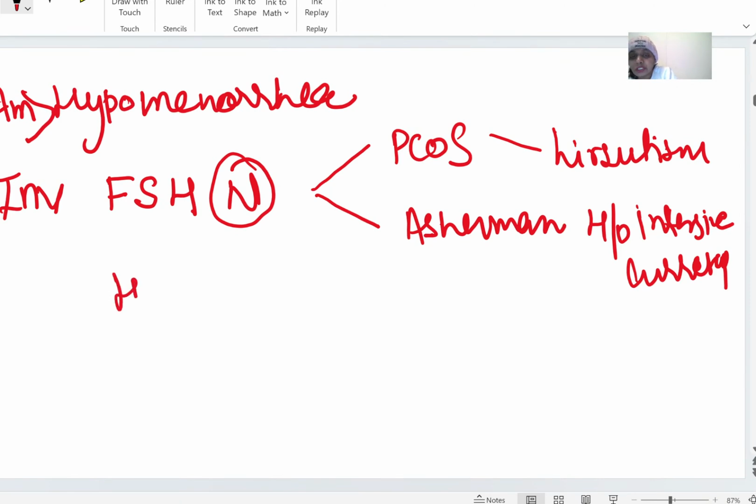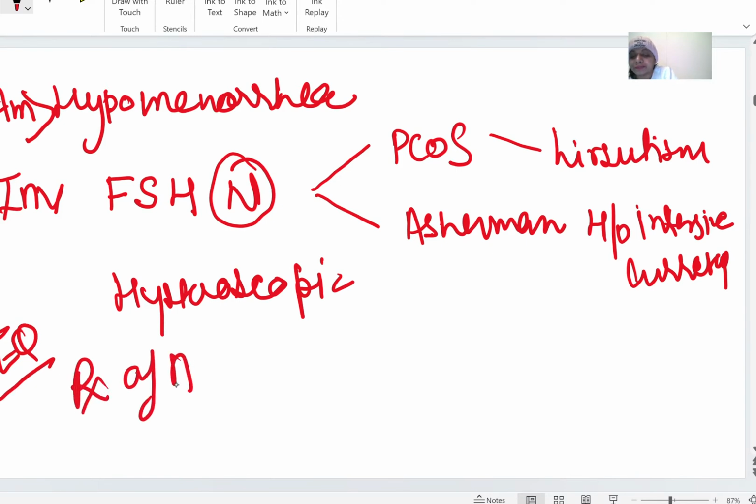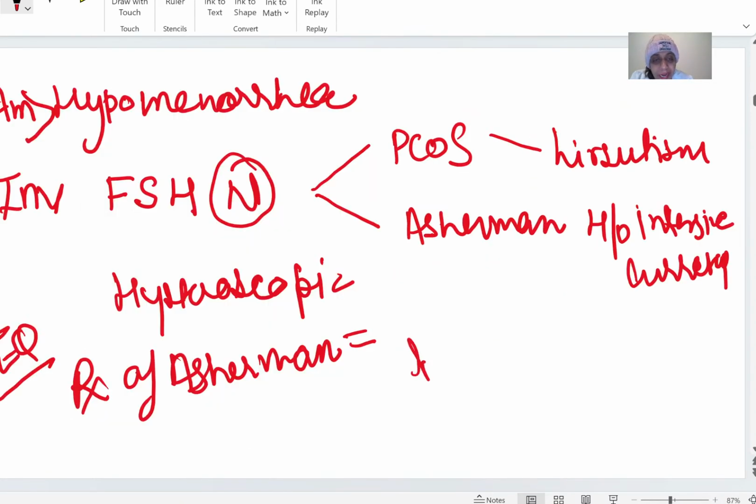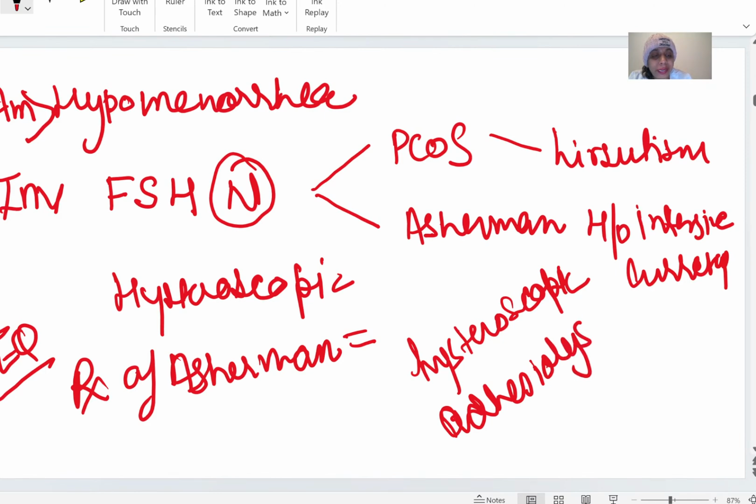It is hysteroscopy. What is its treatment? Highly expected question this time. Treatment of Asherman. Yes, what is its treatment? Its treatment is hysteroscopic removal of adhesion. Don't mark laparoscopically in the exam. Hysteroscopic adhesiolysis. Along with that, what else will you do? Plus, this plus is very important. You all know there are adhesions.